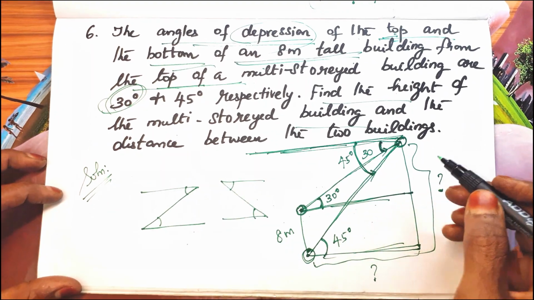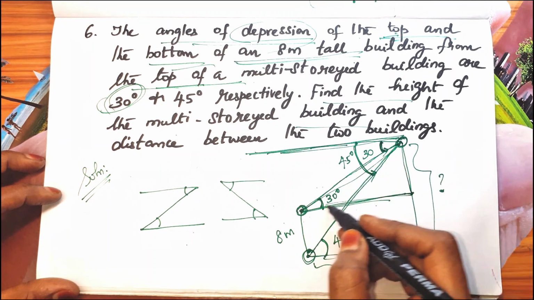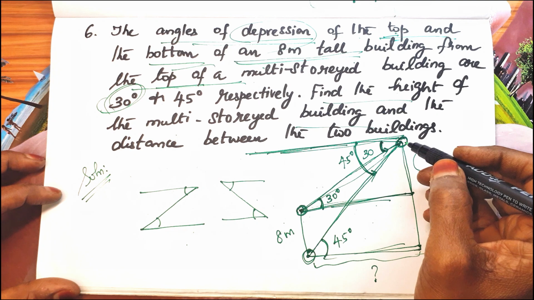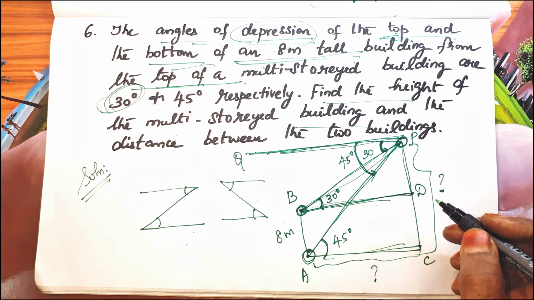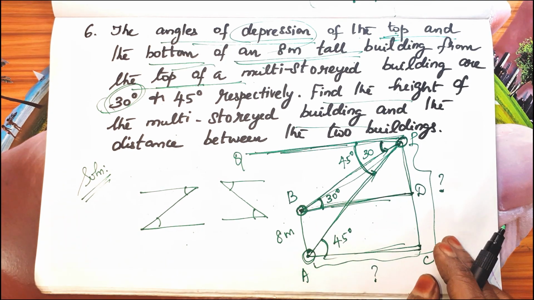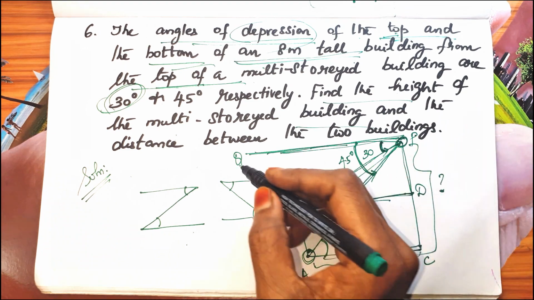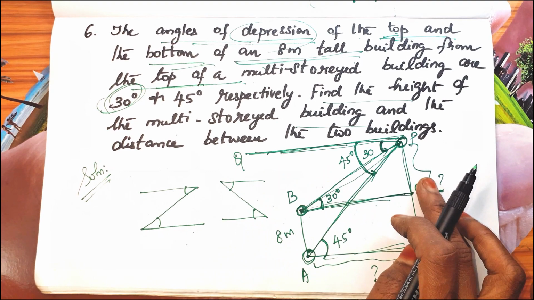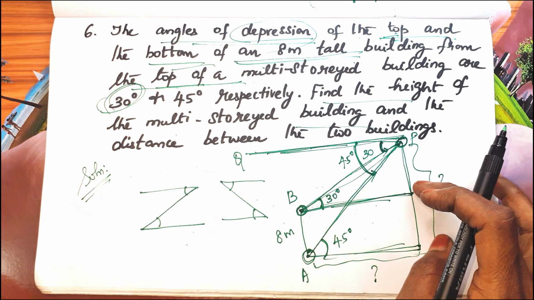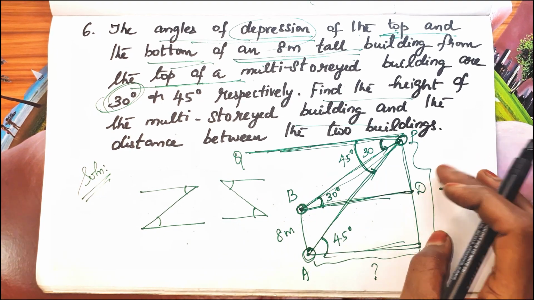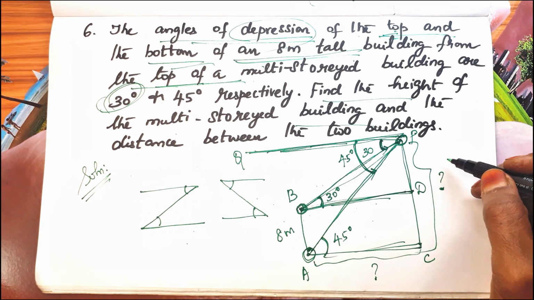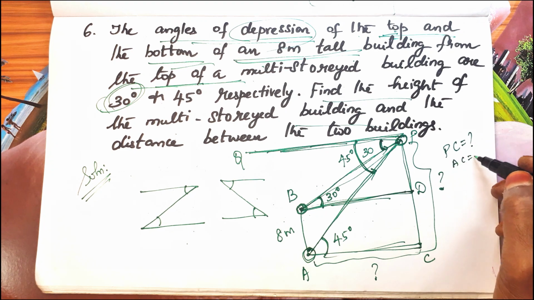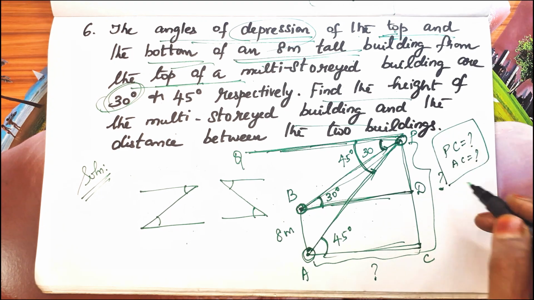So now we are going to consider this right angle triangle. In that, we are going to use the tan theta formula. I have given labels like this. Labels means the points P, Q, then A, B, C, D. Because while writing the formula, if we have labels, we can easily write it down. So first we are going to find PC and AC. These two only we are going to calculate, isn't it?